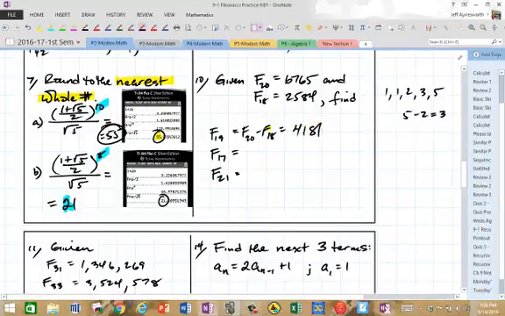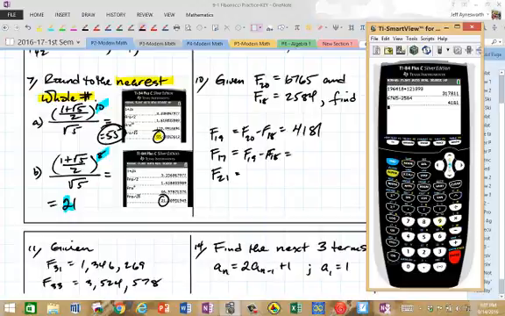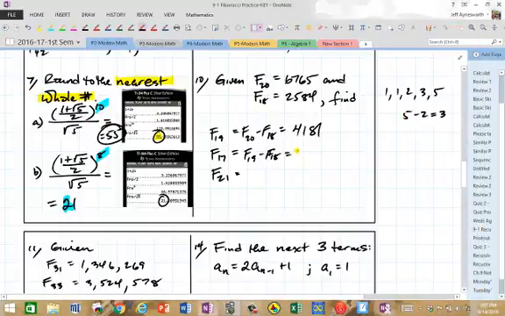Now once I know the 19th and 18th, I subtract to go back even further. So this is F19 minus F18. I already know F18, right? So I take 4,181 here, subtract 2,584. And I should be able to get the 17th term, which is 1,597.